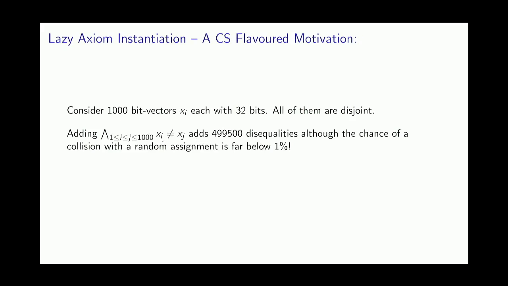However, if we just run it with a random assignment, the chance for a collision is far below 1%. Okay, so it's not optimal. So a better way of dealing with this is just adding the disequality between two variables if they are assigned to the same value, and otherwise just let the solver do whatever the solver wants to do.